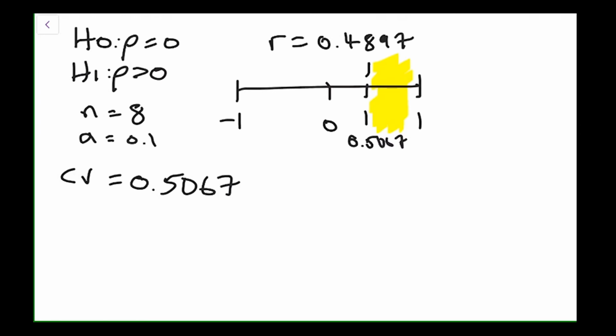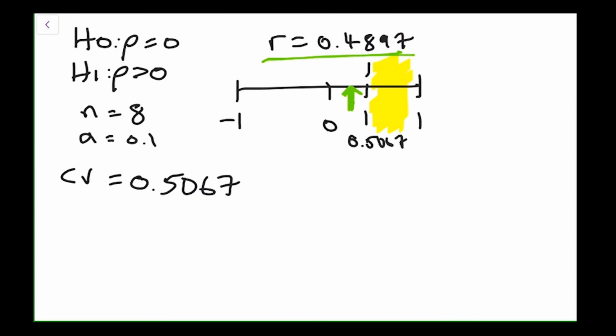Where would this be on the number line? Is this significant? Is this in the shaded area? Well, it's going to be right here, or approximately here. This is not inside the shaded area. This is not a significant result. We do not have enough evidence to reject H0. Okay, so we just need to represent that mathematically.